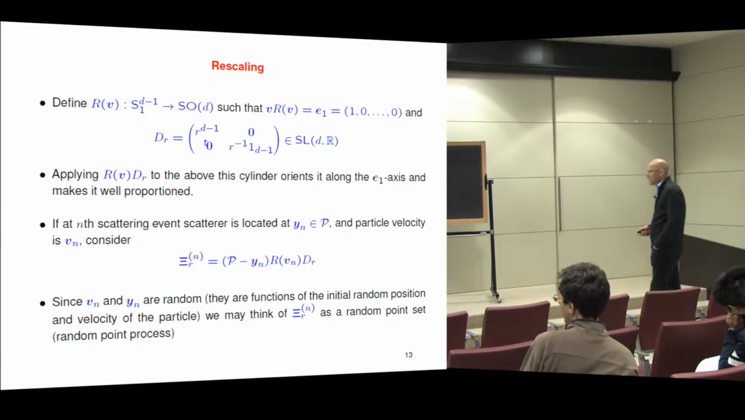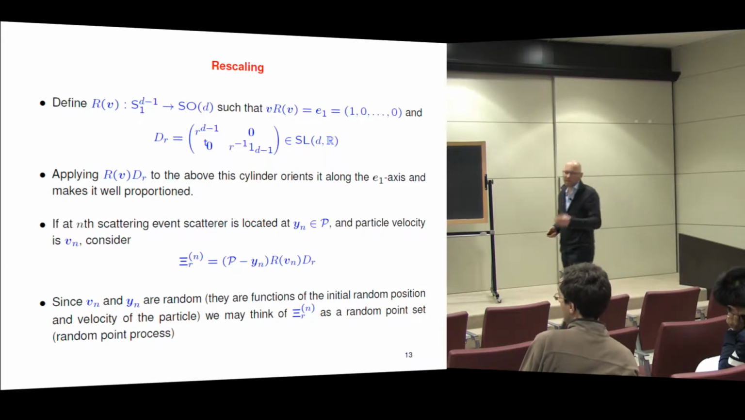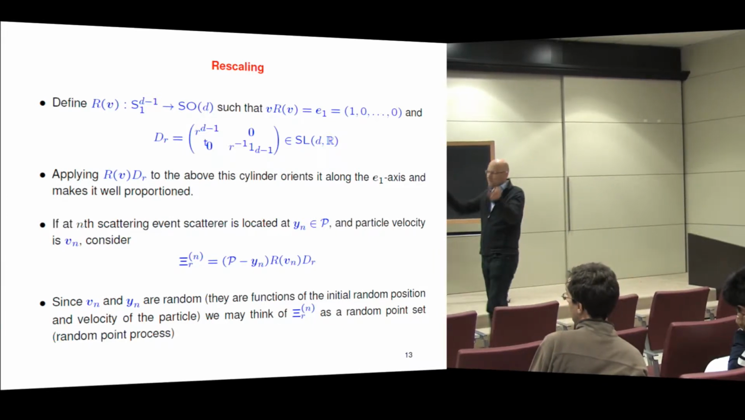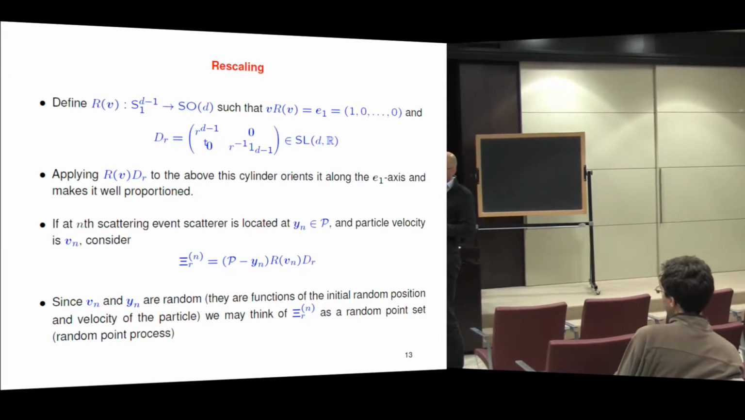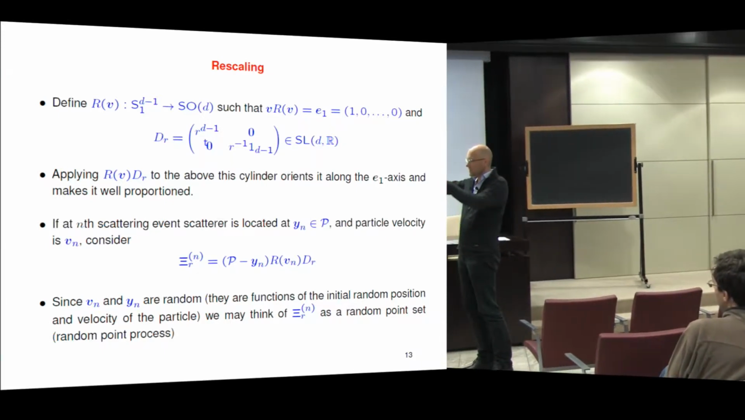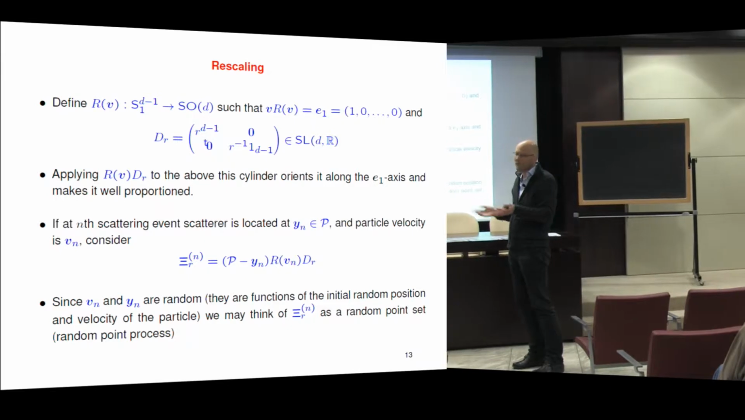I'm also saying here that Yn is random. Well, why is Yn random? Because in some sense, I'm hitting a certain scatterer, and that scatterer sits somewhere randomly in my whole array of scatterers.